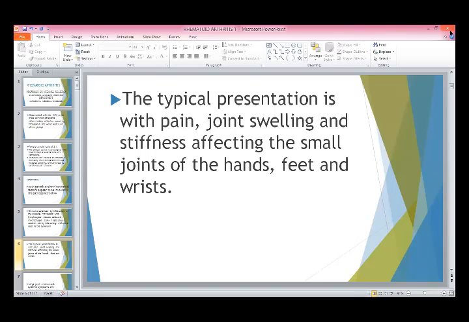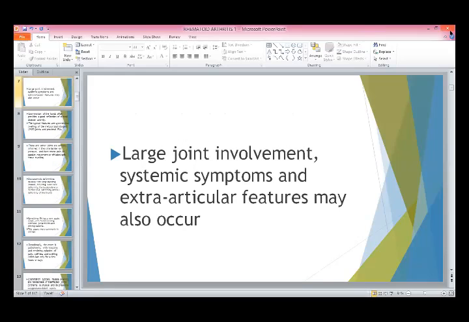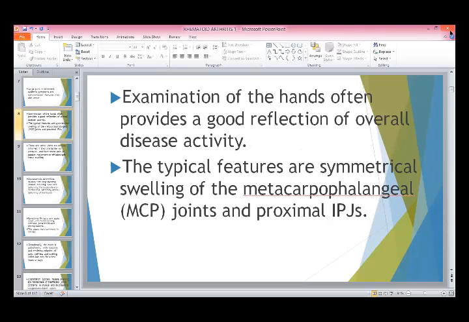Now, the typical presentation is with pain, joint swelling, and stiffness affecting the small joints of the hands, feet, and wrists. Large joint involvement, systemic symptoms, and extra-articular features may also occur. Examination of the hands often provides a good reflection of the overall disease activity.